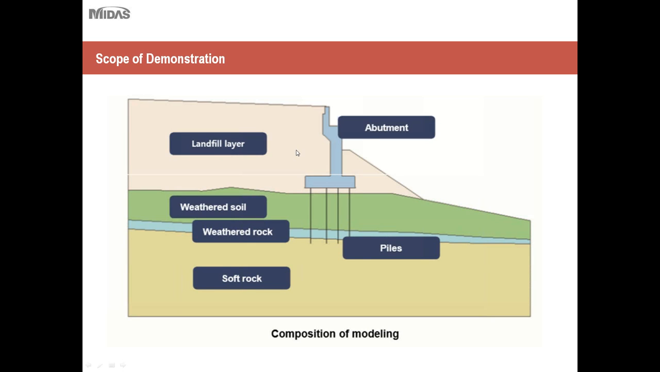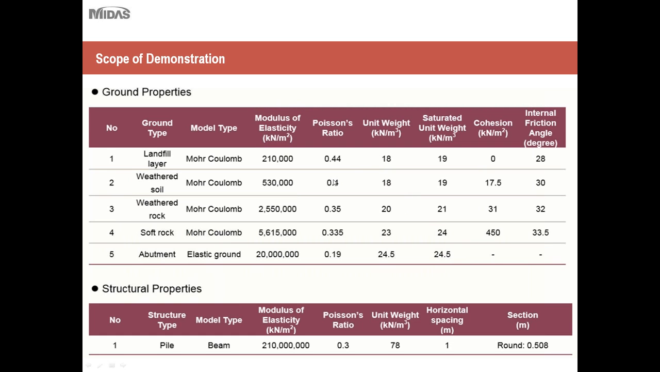Okay, so now let's move on to the scope of our demonstration. This is what our project will look like once it's completed. So we have 4 layers, or excuse me, 2 rock layers and a soft rock layer on the bottom with the landfill layer on top. Here's our abutment, and then our piles will be modeled as well. So this will all be done in 2D.